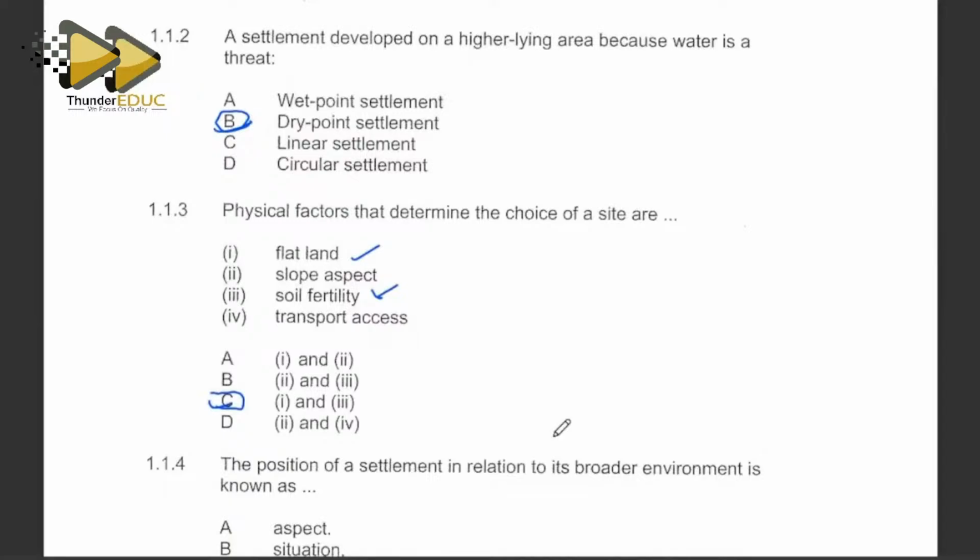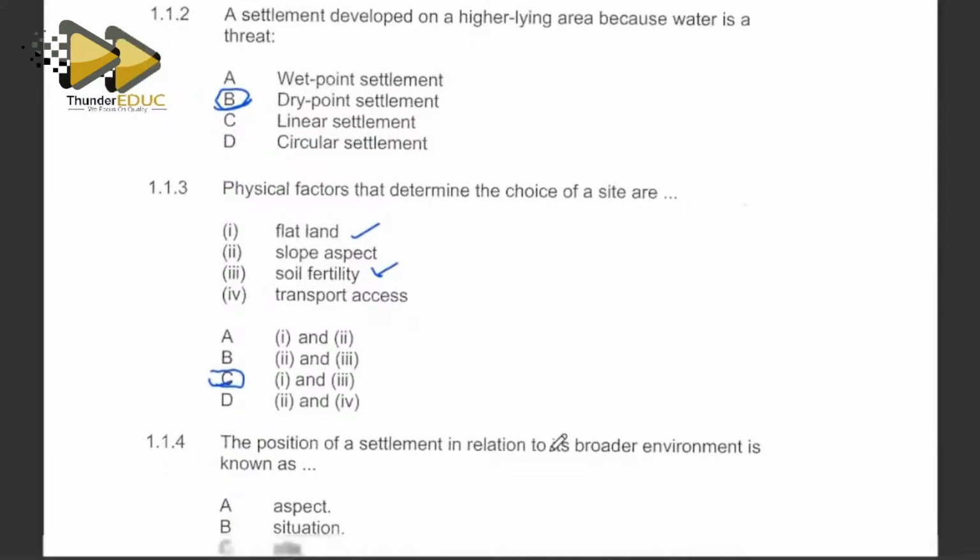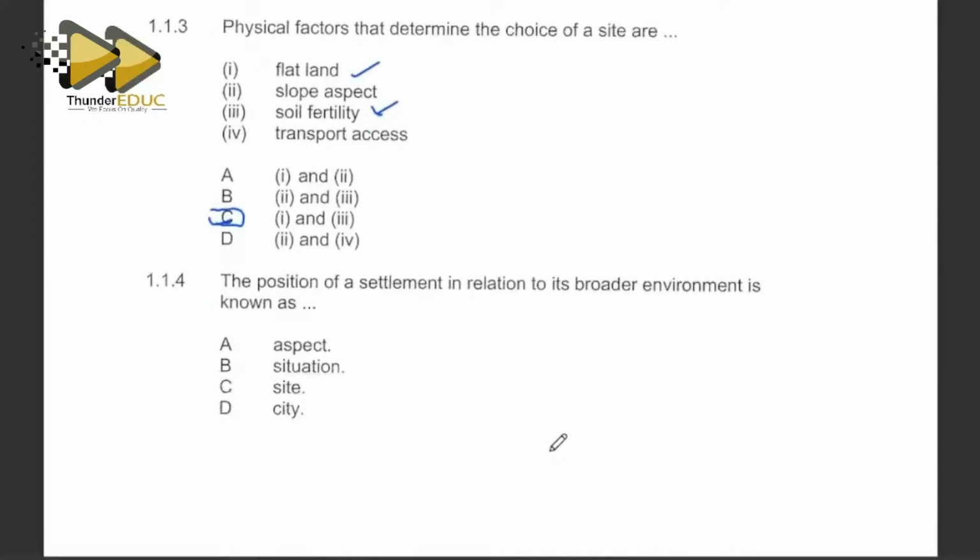Right, we move on to the following question. The position of a settlement in relation to its broader environment, like what we've discussed earlier on, that is the situation of a site.